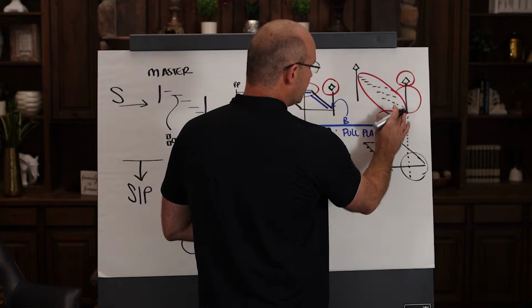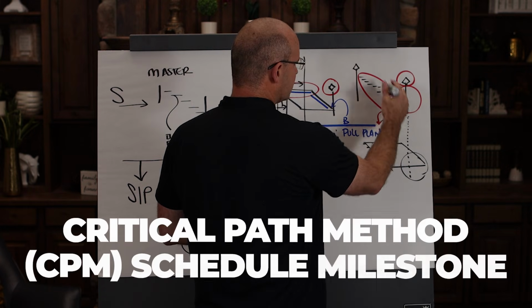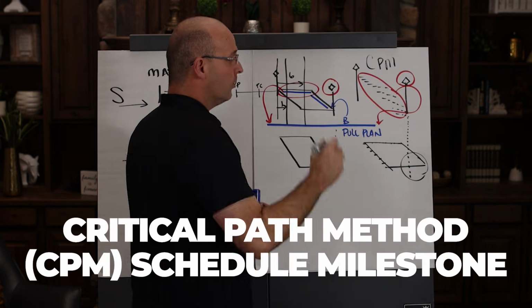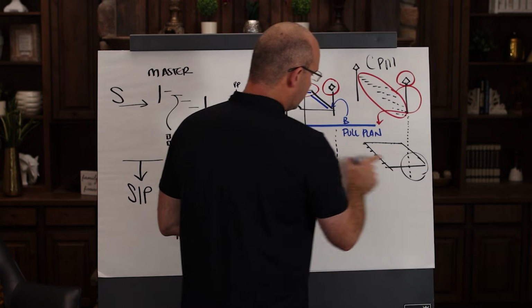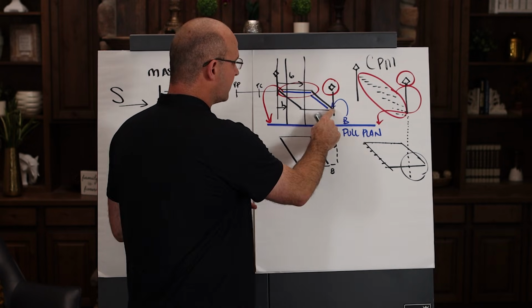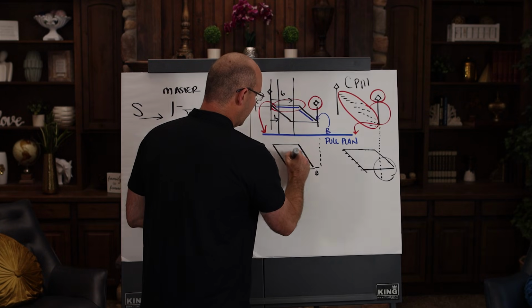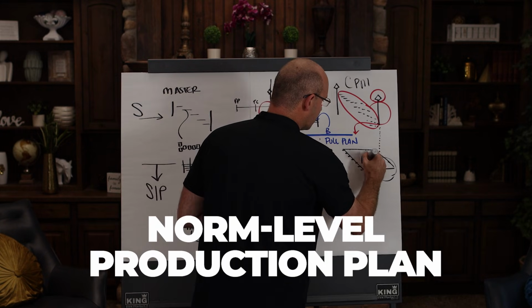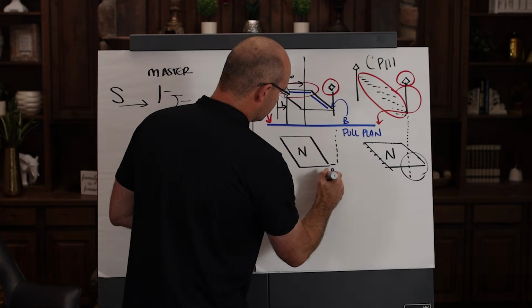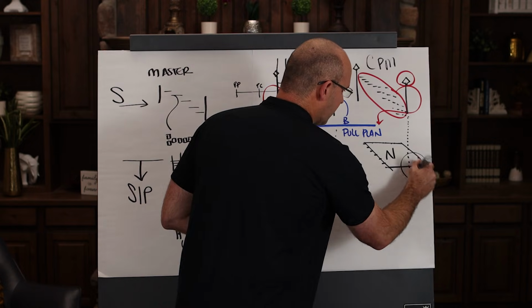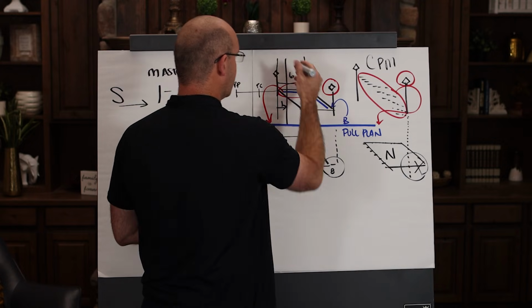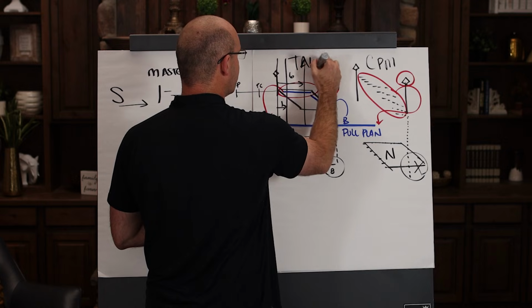But if you have a sequence, and if by chance that CPM schedule milestone was set properly, you should be able to do the same thing here. But if you do it with takt, you definitely will if you use the calculator. And now you have what's called a norm level production plan with buffers, and it's not a production plan if you don't have those buffers. If you don't have buffers, this is not going to work. So that's why I always say we've got to use takt.